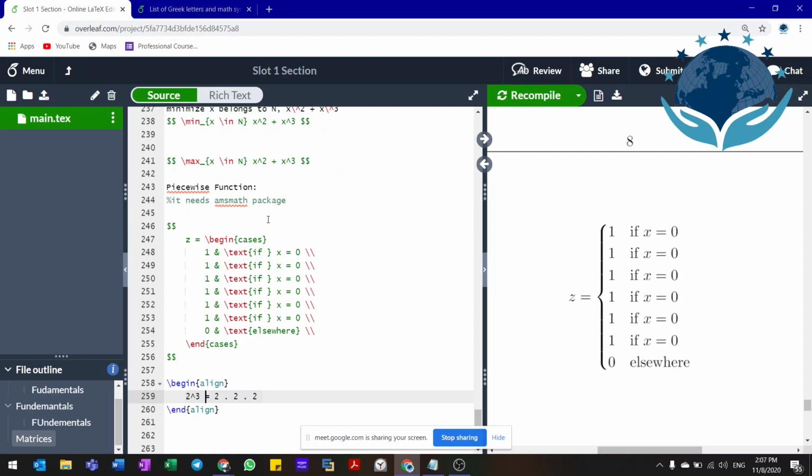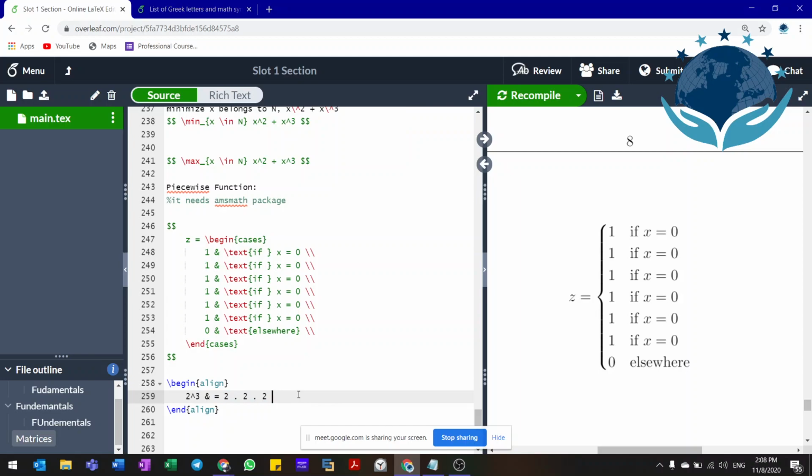Before that you have to explicitly say which is the left part and which is the right part. So for that you will be using the ampersand symbol. So you can use the ampersand before equal to. Now you can see that this is going to be the left part and this is going to be the right part of the equation.